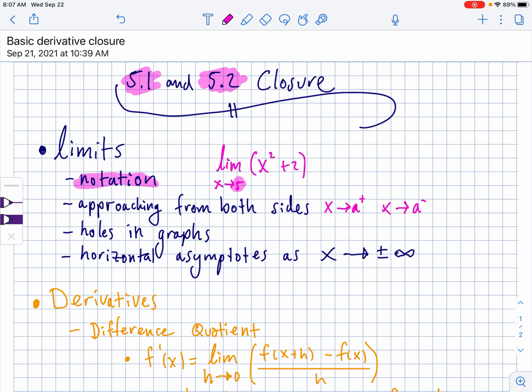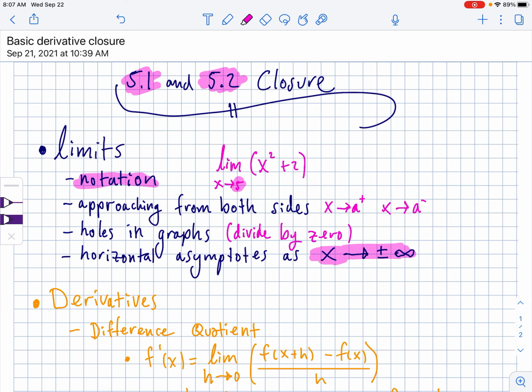Be careful that sometimes we can have holes in graphs. Holes in graphs are usually where there's a divide by 0 happening, or when an x tries to divide by 0. Or they might just tell you straight up, like, hey, x cannot equal 2 in this sort of function. But usually there's a reason like that you can't divide by 0.